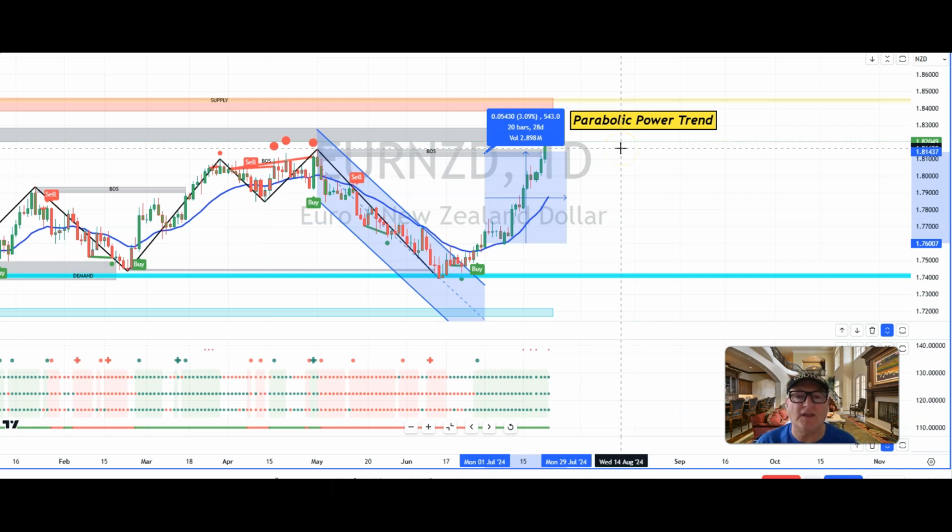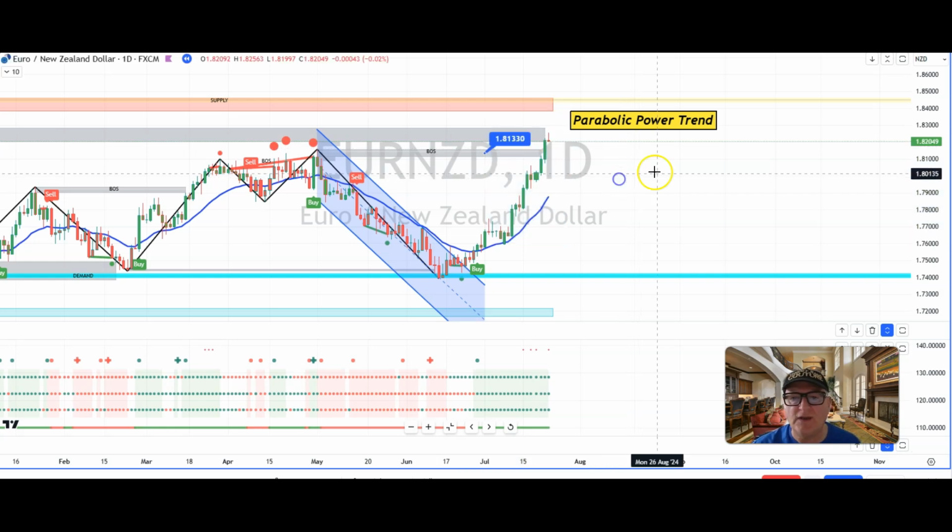Now, what's 543 pips to you? If you're trading one lot, that's 5,430 bucks. Okay. Now, what do you have to do in order to manage this? Quite straightforward. All you do is you come in and move your stop with the blue line or just below it.